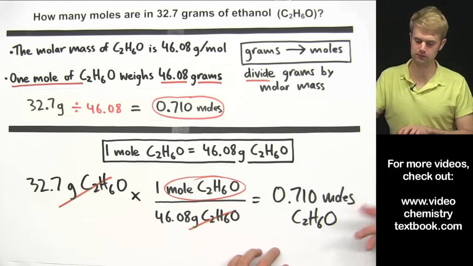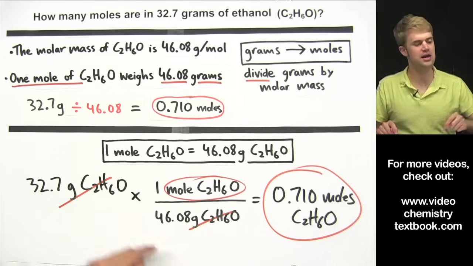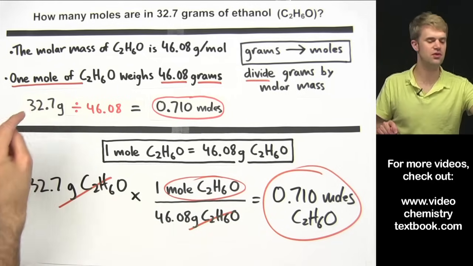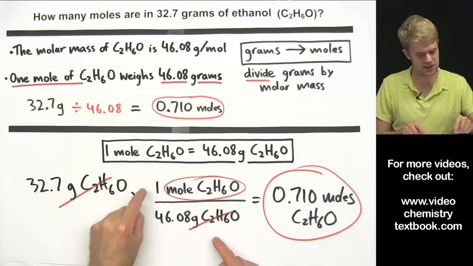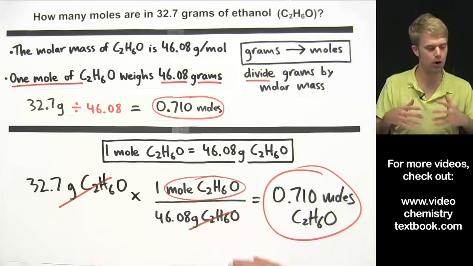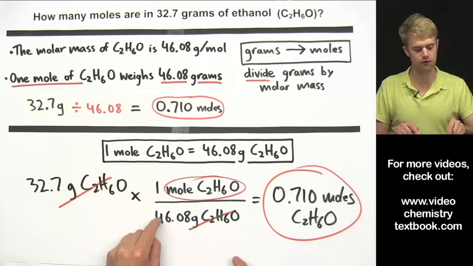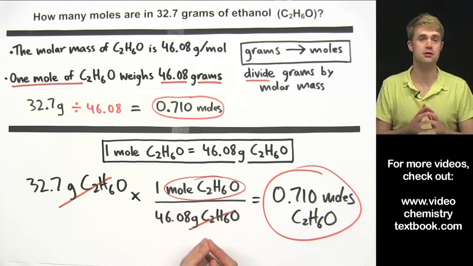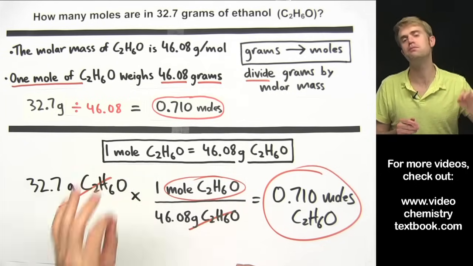And I will point out once again that the math for the conversion factor is exactly the same as the math for the thinking it through method, because multiplying 32.7 by 1 doesn't change it. So all we're really doing is 32.7 divided by 46.08. So that is how we convert back and forth between moles and grams.